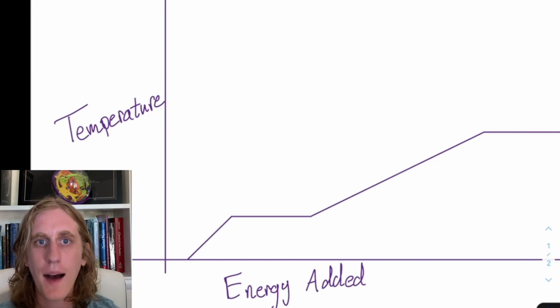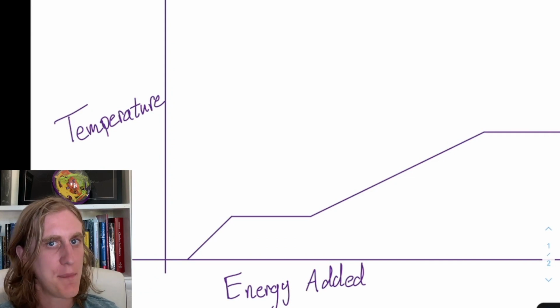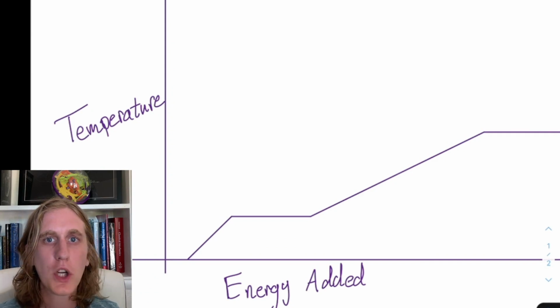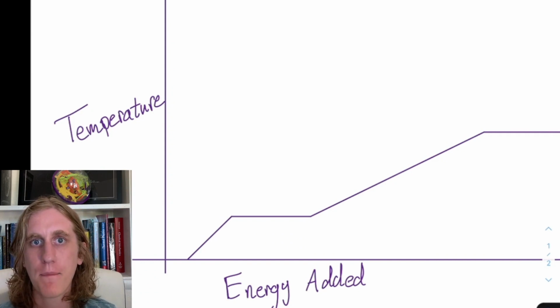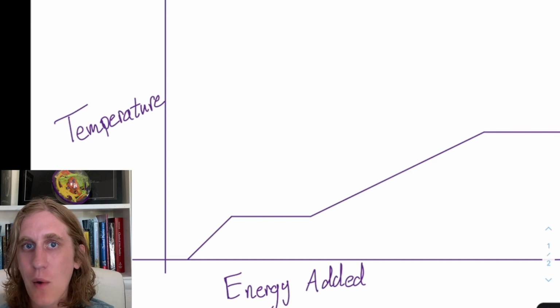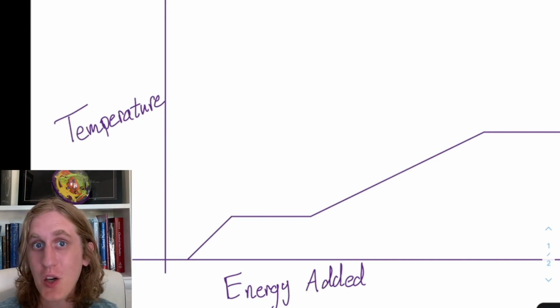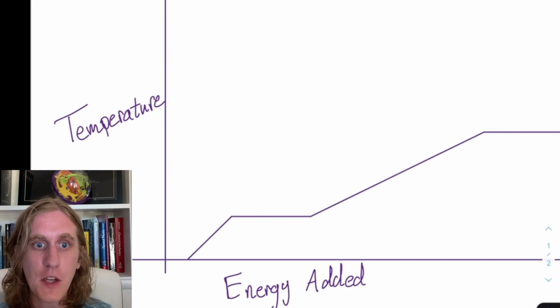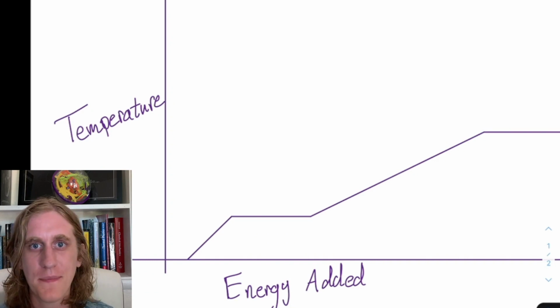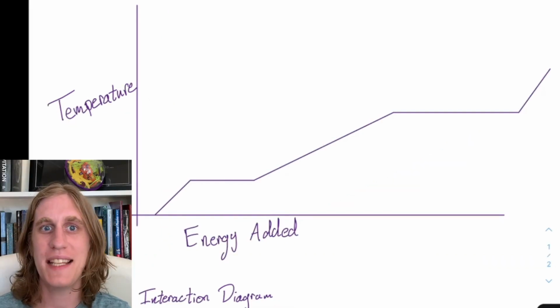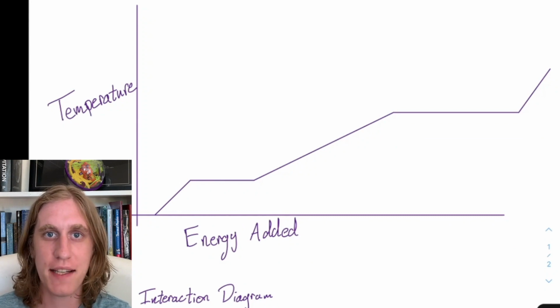Hey everyone. Up to this point, we've been thinking about all these ideas in physics conceptually. At this point, we're going to start moving to representing these ideas more precisely. Doing so is going to allow us to make really concrete predictions about how our systems are going to behave in the future. Now, we're not going to get to the math quite yet in this video, but we're headed in that direction. This diagram is called a temperature versus energy added diagram.